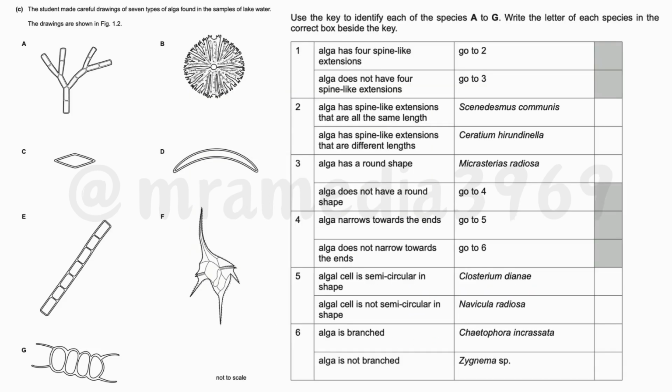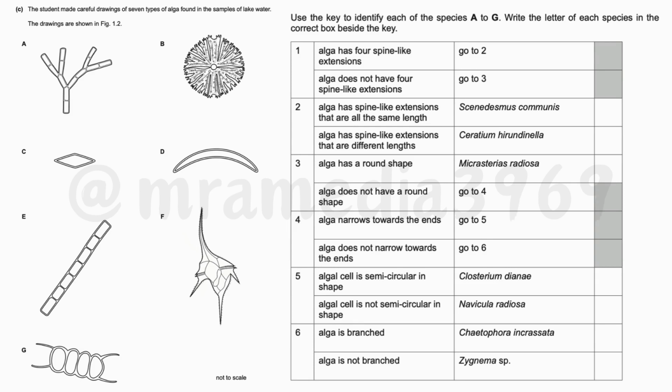The student made careful drawings of 7 types of alga found in the samples of lake water. The drawings are shown in Figure 1.2. Use the key to identify each of the species A to G. Write the letter of each species in the correct box beside the key.